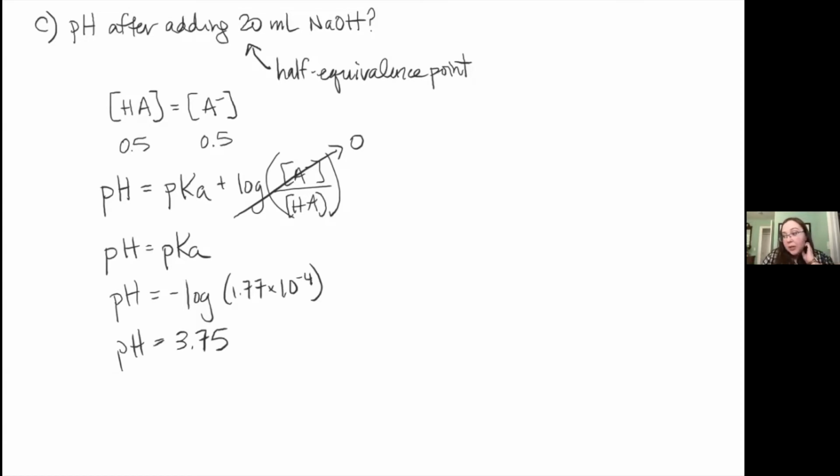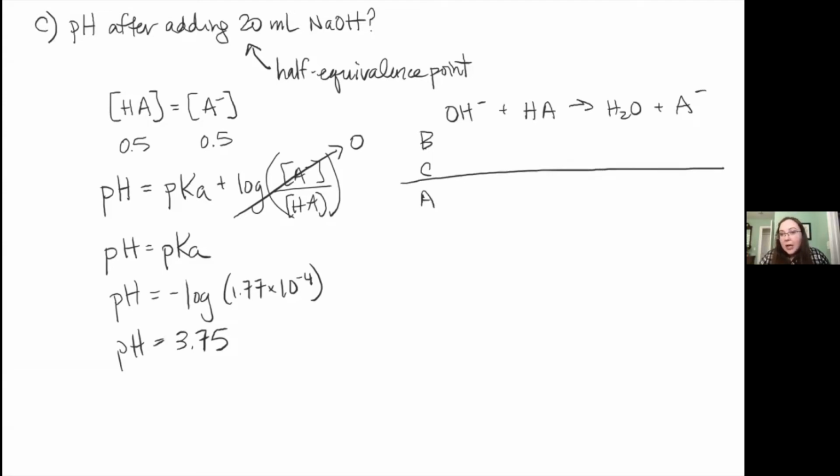We could have also just written out our BCA table. We've got NaOH, so we'll have our OH minus reacting with our weak acid. It's going to react stoichiometrically. And we could fill in our whole BCA table here. And what we would end up with at the end is equal quantities of our HA and A minus. So let's just do it for kicks.